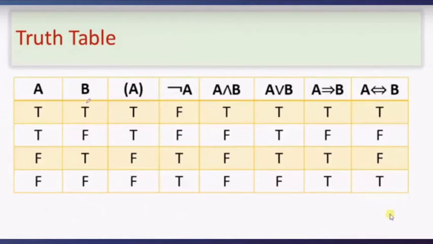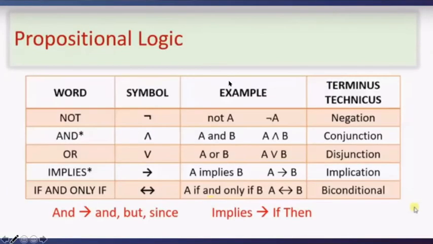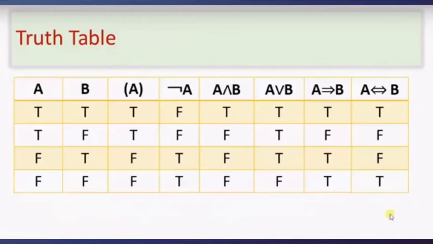So if A and B both are true, so if I am writing only A is true, the negation of A means negation of true is nothing but false. If we are taking two true values, it will give me the true value by using the AND operator. This is the conjunction operation.